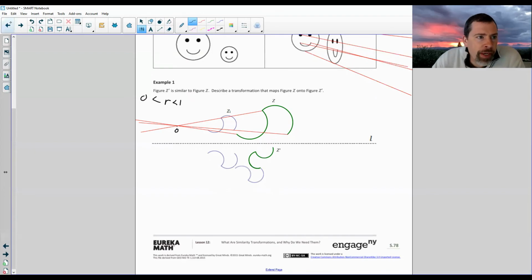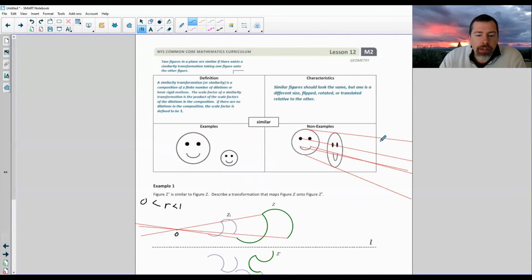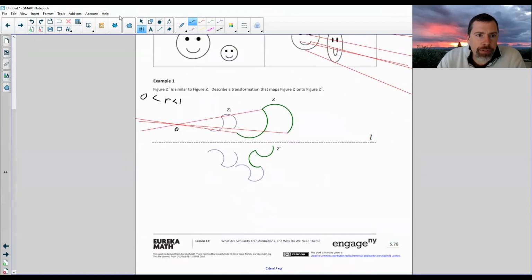My pen whacked, so let me fix it. Let me rewrite that because it's messy. See if my pen's working now. So R is less than 1 but greater than 0, because Z sub 1 is smaller than Z.